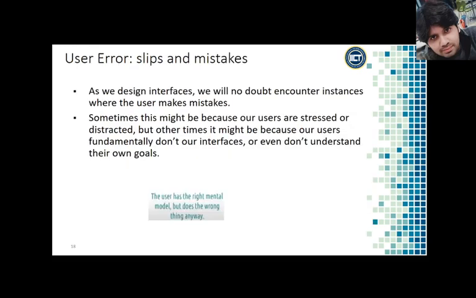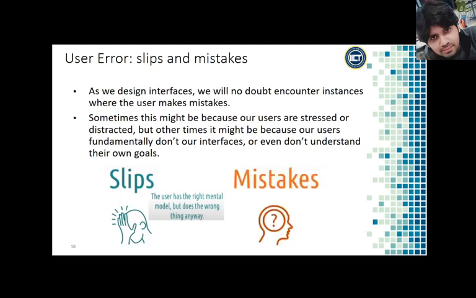So let's discuss some user errors, which we name slips and mistakes. As we design interfaces, we will no doubt encounter instances where the user makes mistakes. Sometimes this might be because our users are stressed or distracted, but other times it might be because our users fundamentally don't understand our interfaces or even their own goals. As designers, we know there's really no such thing as user error. Any user error is a failure of the interface to properly guide the user to the right action.